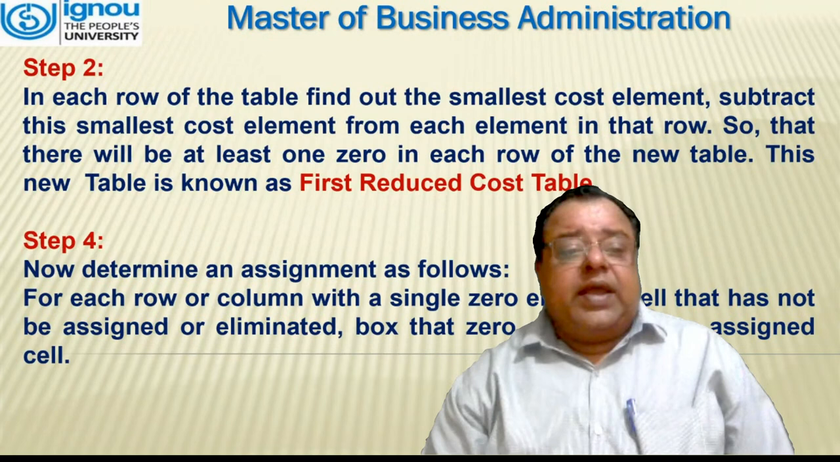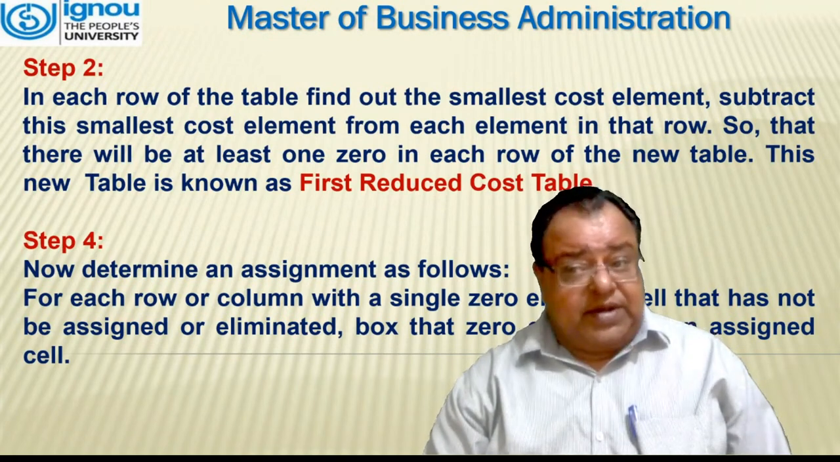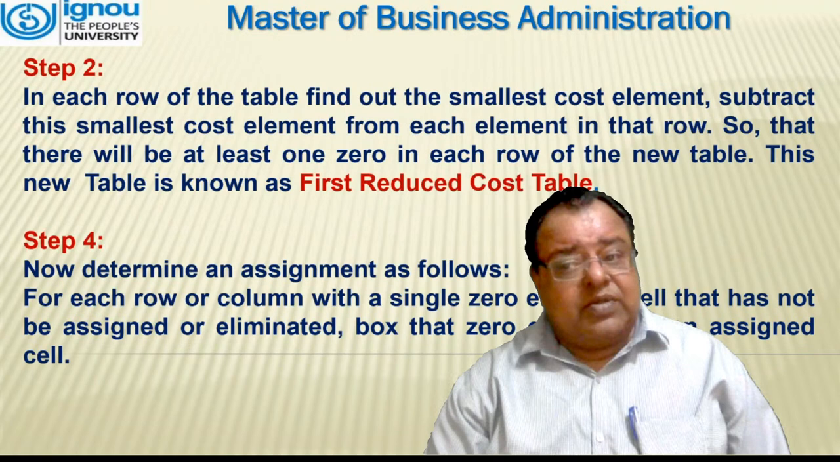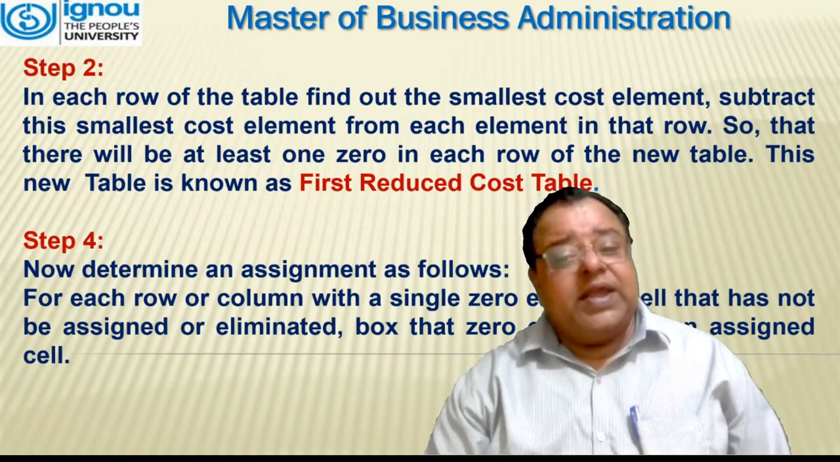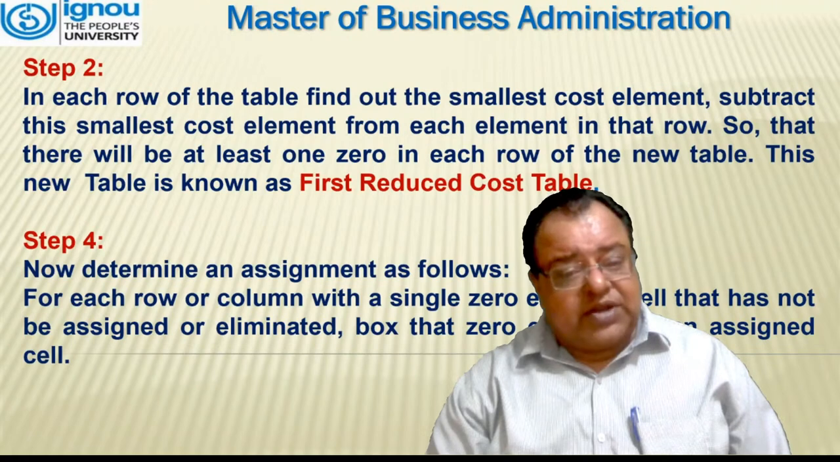Step 2. In each row of the table, find out the smallest cost element. Subtract this smallest cost element from each element in that row so that there will be at least one zero in each row of the new table. This new table is known as the first reduced cost table.